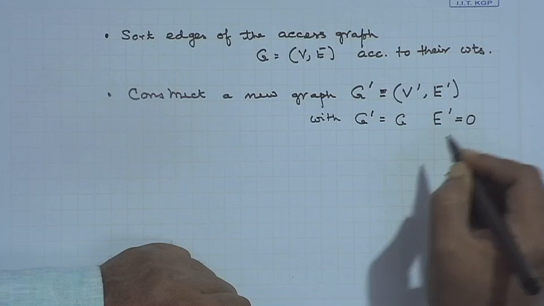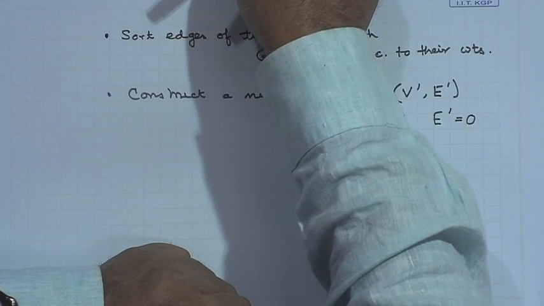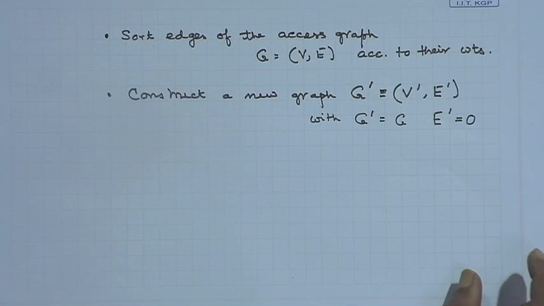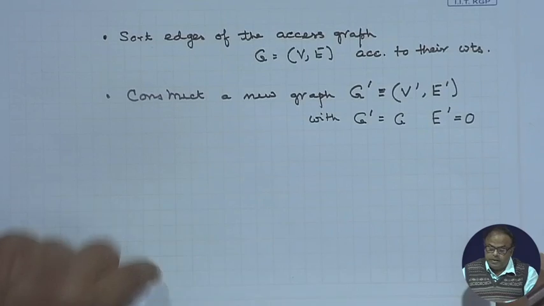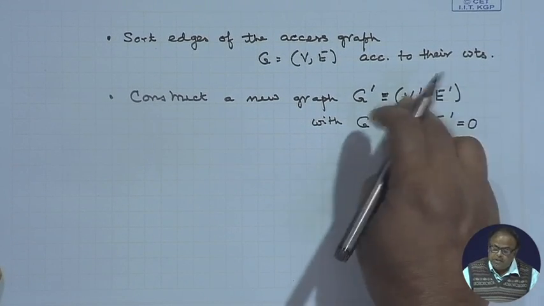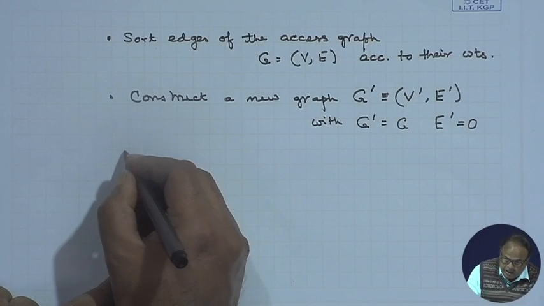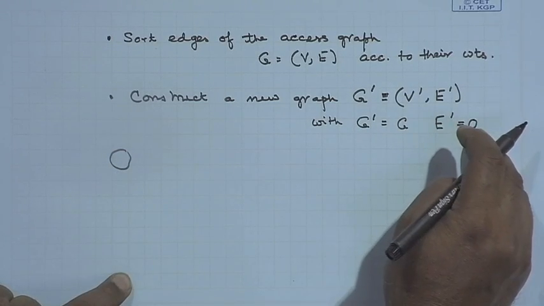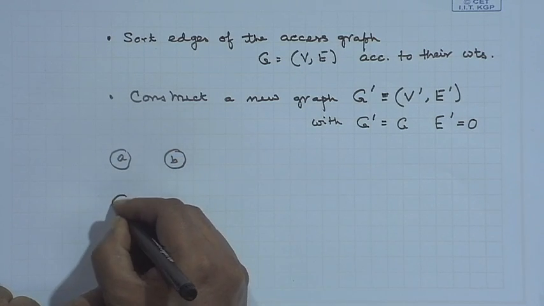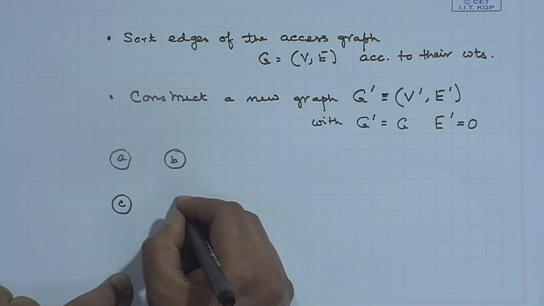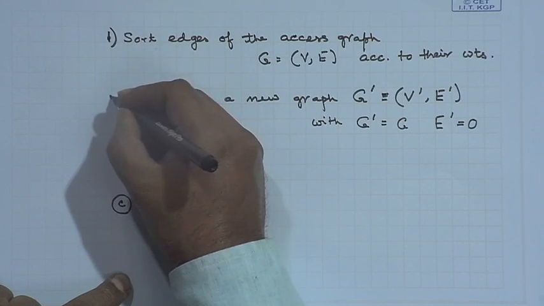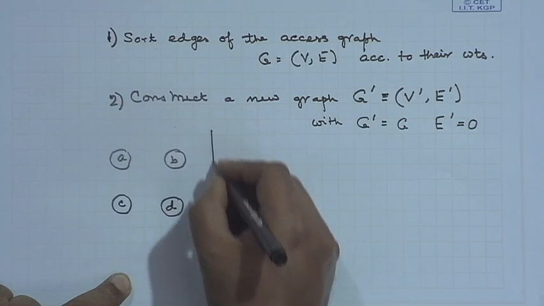So, we start with this graph, but the edges are not there. I am just defining it as G prime. Initially I have the edge set being null, and I have the nodes A, B, C and D. So this is step 1, this is step 2.